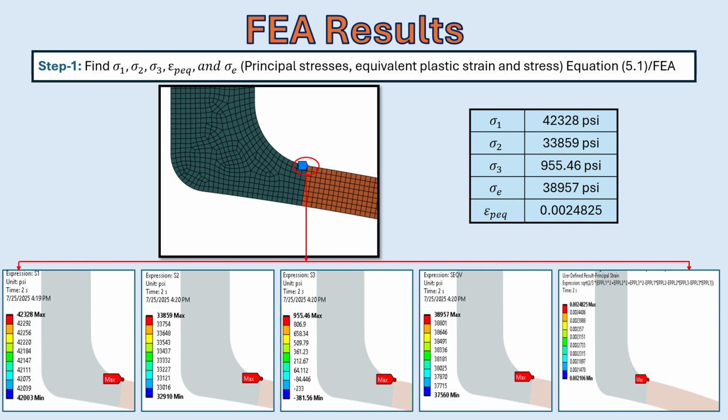At this node, you will get sigma 1 of 42.3 KSI, sigma 2 of 33.8 KSI. The values are in PSI, but I'm saying KSI. And sigma 3 as 955 PSI, and the equivalent stress as 38.9 KSI. And you also get an equivalent plastic strain of 0.0024825 at this location.